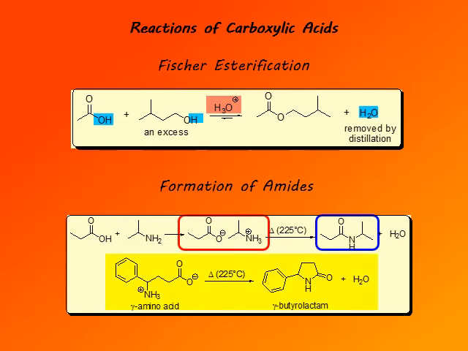Sometimes we have amino acids, compounds that contain both an amino group and a carboxyl group in the same molecule. If they are suitably positioned, that means there is some distance between them, so we have at least beta amino acids, hopefully gamma or delta amino acids, then upon heating, they will produce lactams. So they undergo intramolecular reaction to produce the corresponding lactams.